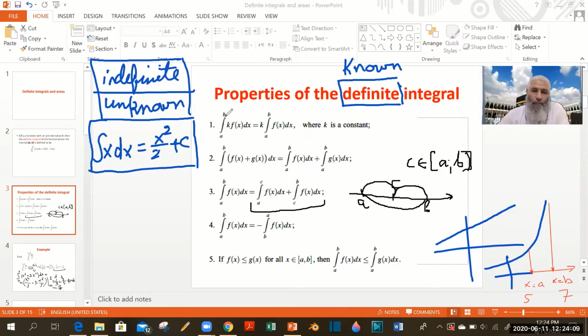Now, the integration from a to b of k f of x dx equals k times the integration from a to b of f of x dx. This is the same as the rules of the indefinite integration. Do you remember this rule? Yes. The rule like integration 5x dx is equal to 5 times integration x dx. Right? Yes. This is rule number 1.